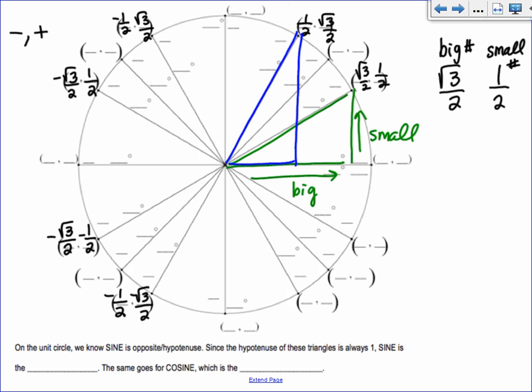Okay, the next one is going to be over a little bit, down a whole bunch. So 1/2, negative root 3 over 2. This other one's going to be over a whole bunch, down a little bit. So root 3 over 2, comma, negative 1/2. Because in the fourth quadrant, it's positive and then negative.